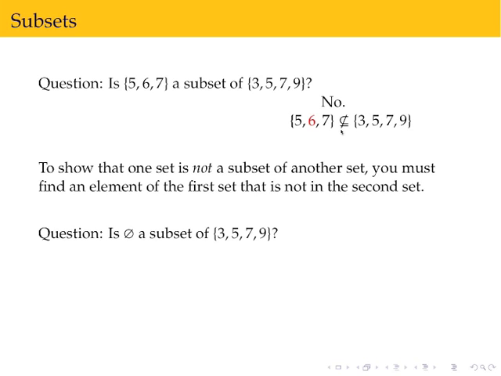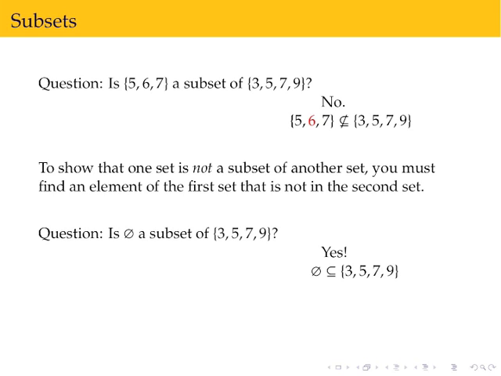So another question, is the empty set a subset of 3, 5, 7, 9? Well, we need to pause and think. In order to show that it's not a subset, I would have to find something in the empty set that is not in 3, 5, 7, 9. But I can't find anything in the empty set that's not in 3, 5, 7, 9 because I can't find anything in the empty set at all. There's nothing in the empty set to be found. So, yes, kind of by default, the empty set is a subset of 3, 5, 7, 9.